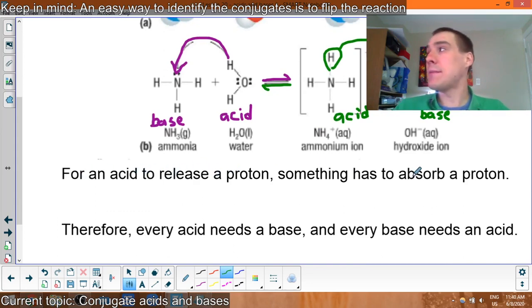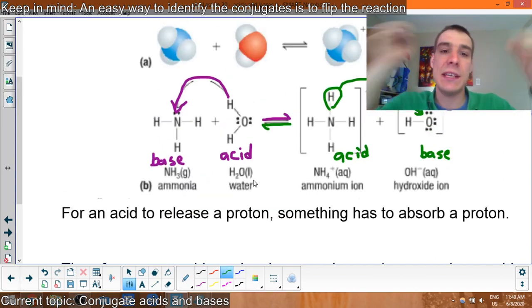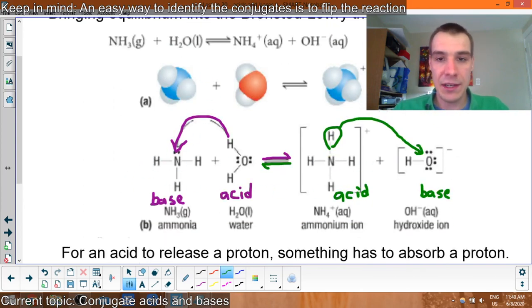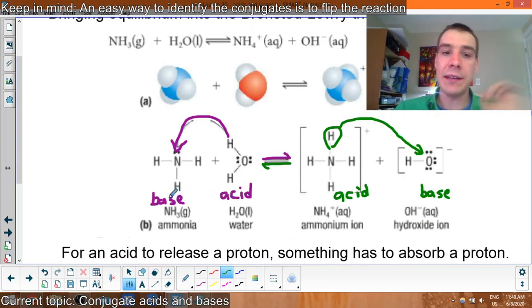For an acid to release a proton, something has to absorb a proton, which means that every acid needs to have a base and every base needs to have an acid. There's no way to just get a free proton. That proton has to go somewhere. That H+ has to get attached to a molecule somewhere. It's not just going to be free floating. And so we write the expression however we want to write it. We could write this backwards if we wanted to. And the one that we have on the left side is going to be the acid and the base. The one on the right side is going to be called the conjugate acid. I'm just going to write CONJ for conjugate. You can see the spelling down below, right down here. Conjugate acid and the conjugate base.